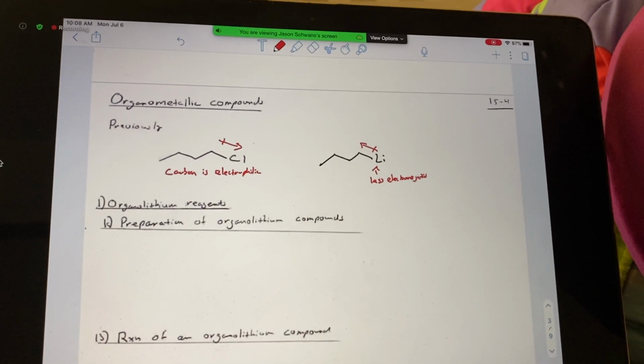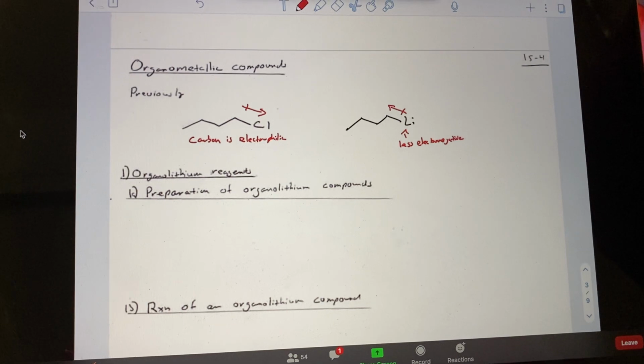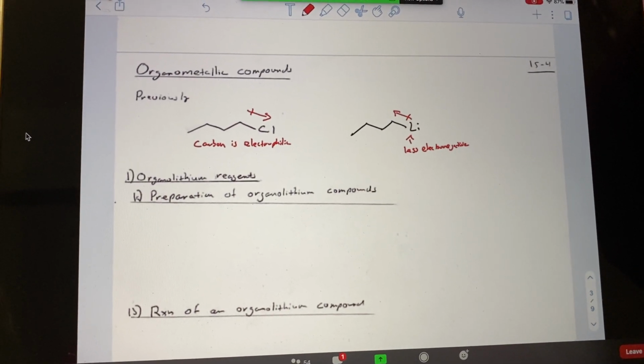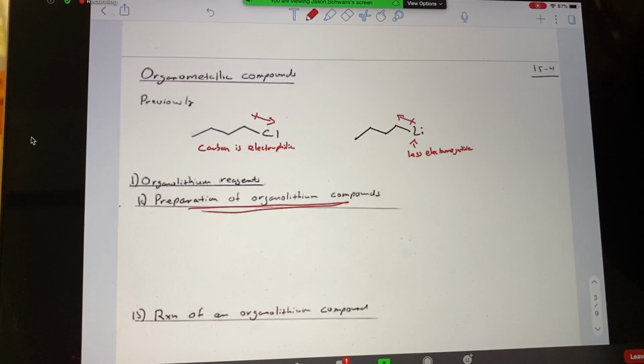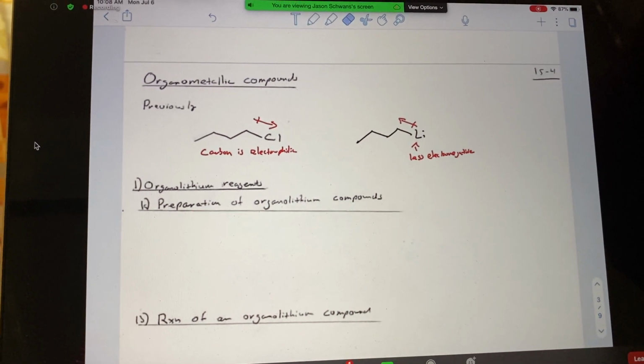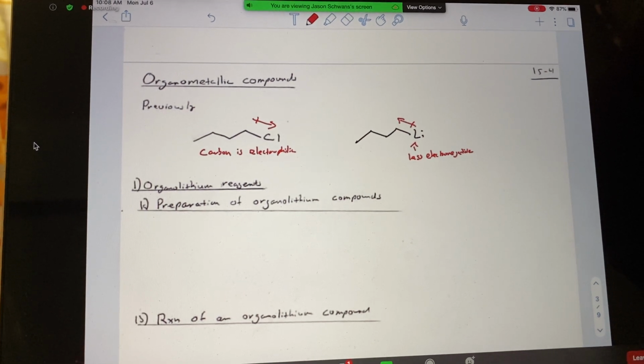So I posted these notes ahead of time, so hopefully it's not quite as boring sitting there waiting for me to write things out. That's why when there's a partial sentence like this, preparation of organolithium compounds, that's there ahead of time, just to minimize the boringness as we're writing out the sentences.